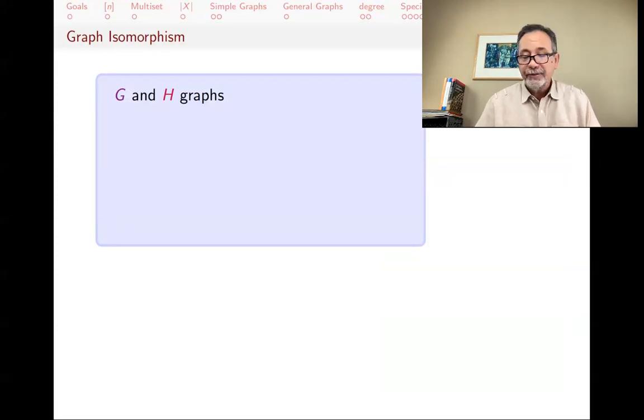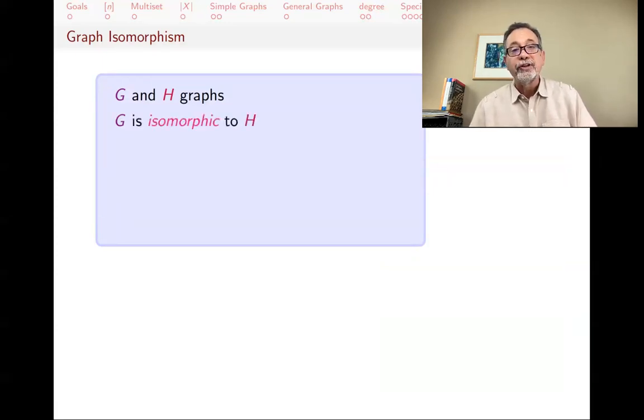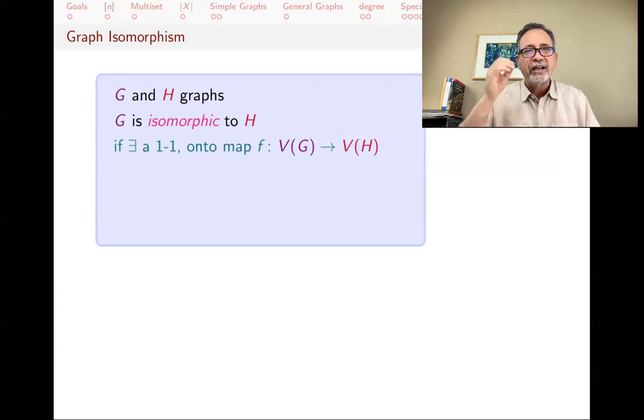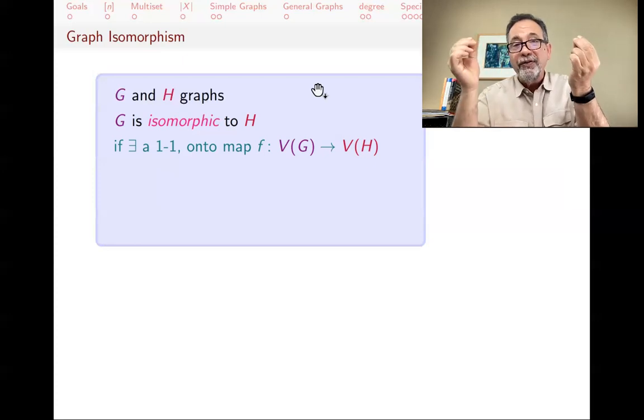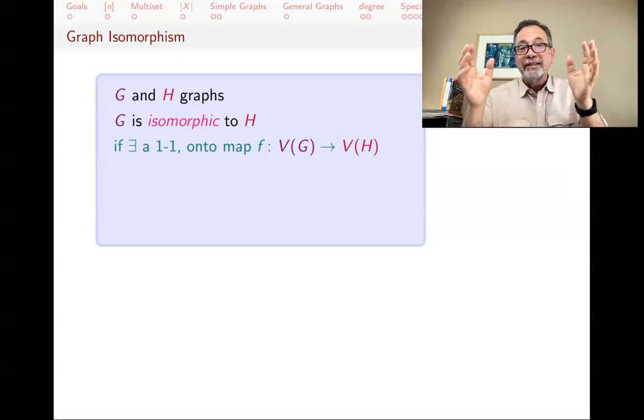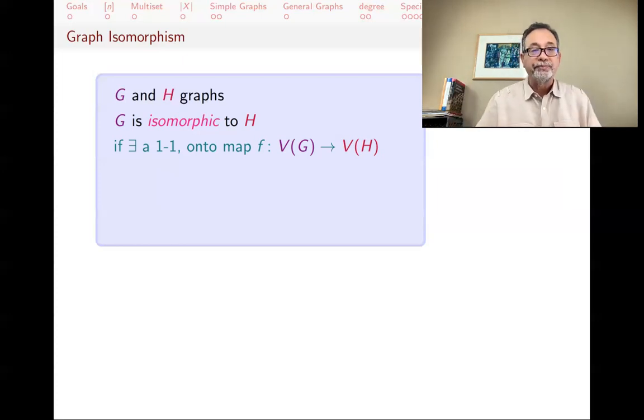So if you have two graphs, then we say that G is isomorphic to H. When are we allowed to say that? The way we're thinking of it is that when we say isomorphic, we mean the same as far as combinatorial graph theory is concerned. If there is a one-to-one onto map from the vertices of G to the vertices of H, V of G I'm using to denote the vertices of G, and V of H the vertices of H. So you need a function that takes a vertex of G and gives you a vertex of H. And that map function has to be one-to-one and onto. That means that every vertex of G has to go to one specific vertex of H, and every vertex of H has to come from one vertex of G.